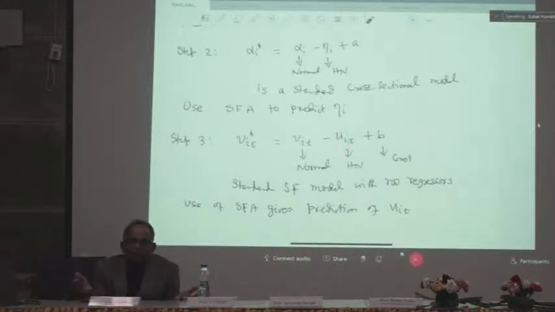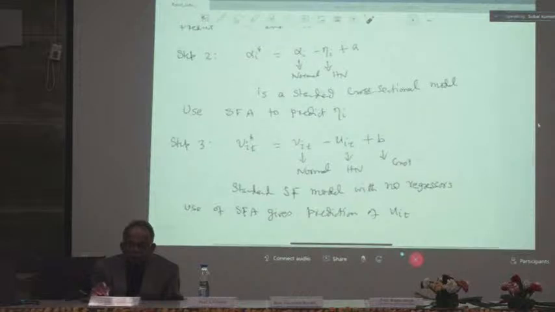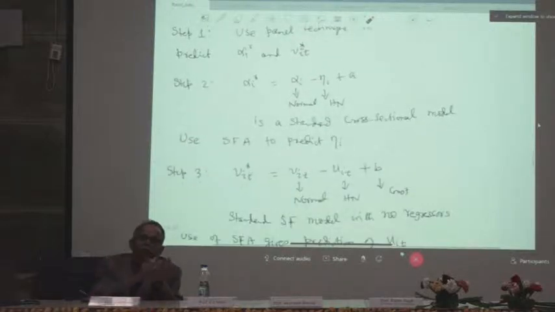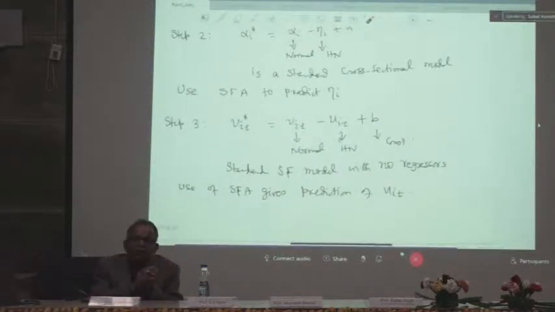That's all. So again, in step 2, you get the predicted value of VI, and in step 3, you get predicted values of UIT. So both transient or time invariant inefficiency and time varying inefficiency can be estimated from that model. So you need 3 steps. Okay, this is again the simplest possible model, or simplest possible way of showing how you can identify and how you can estimate these components.